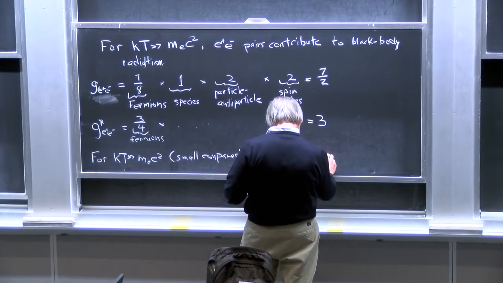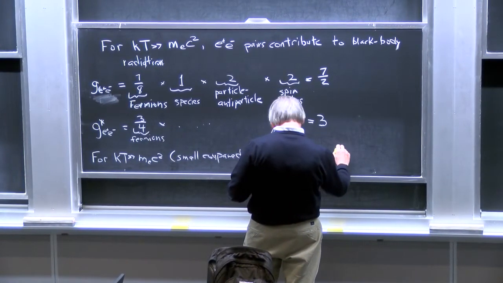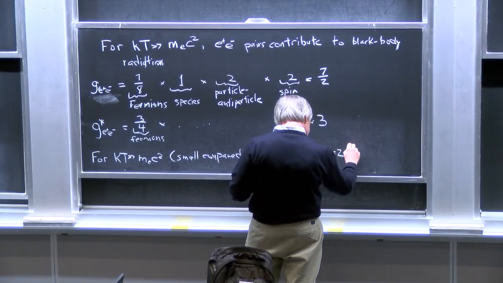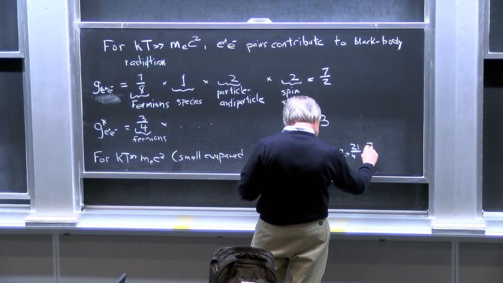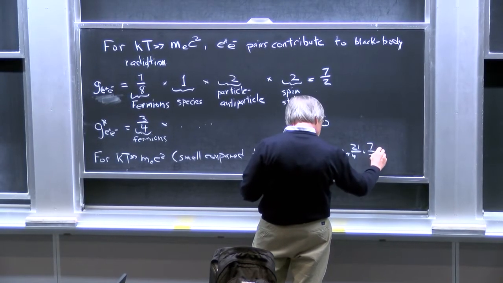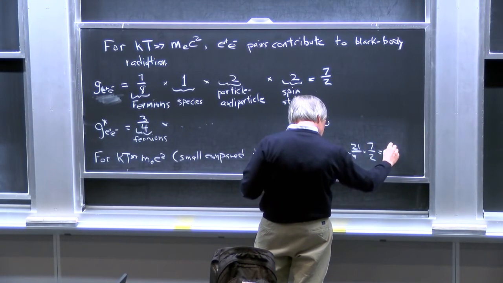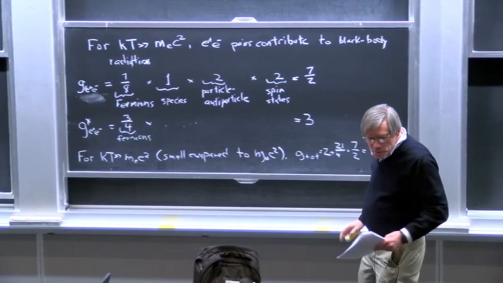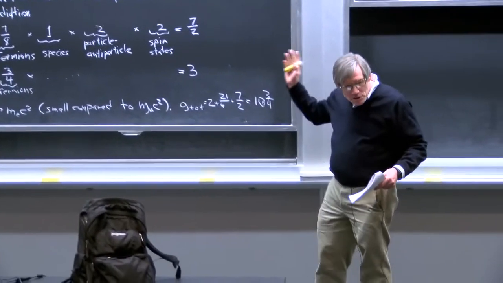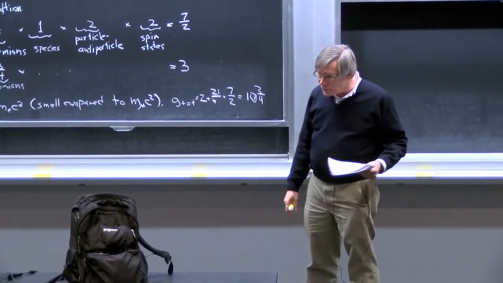So g total is equal to 2 plus 21/4 plus 7/2 equals 10 3/4. So this number 10 3/4 plays an important role in a long segment of the history of our universe.